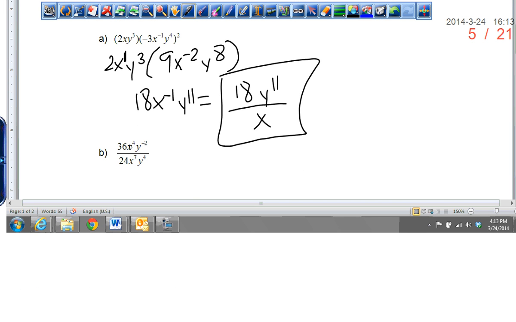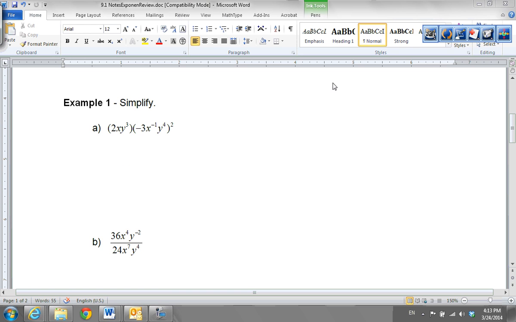Letter B, same idea. I get 36 over 24. I can reduce that to 3 over 2. Then my 7 is bigger, so my 7 is staying in the bottom, x to the third. My 4 is bigger, or you could think about it this way. This is negative, so I bring it down there. 4 and 2 make 6. Easy stuff, guys. Don't overthink this one.